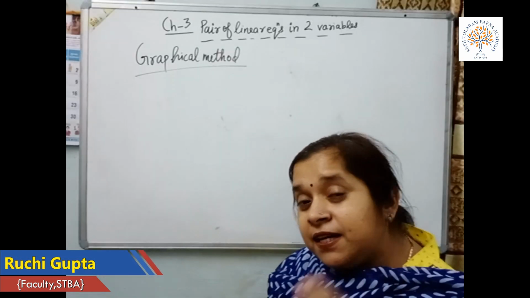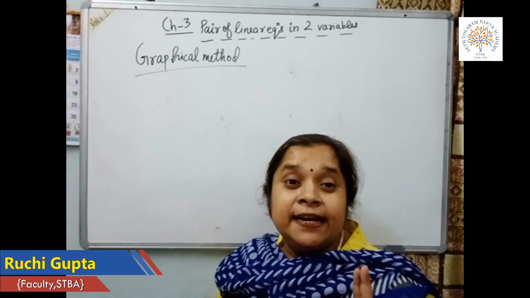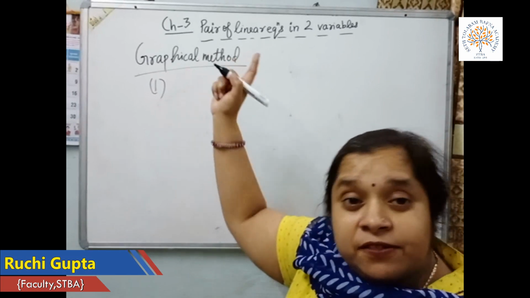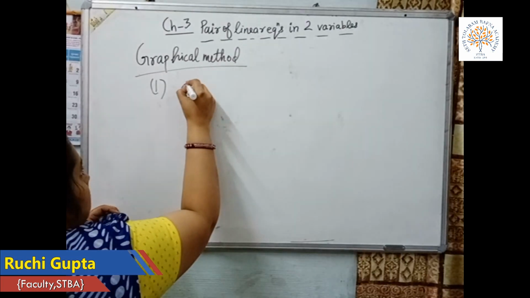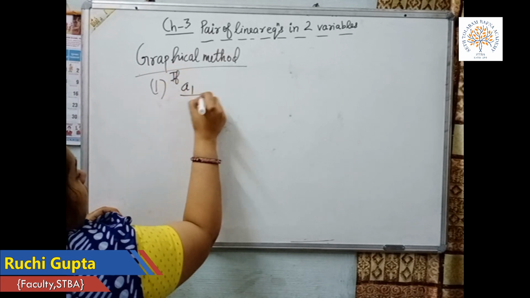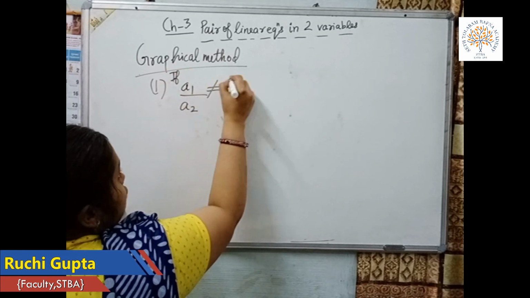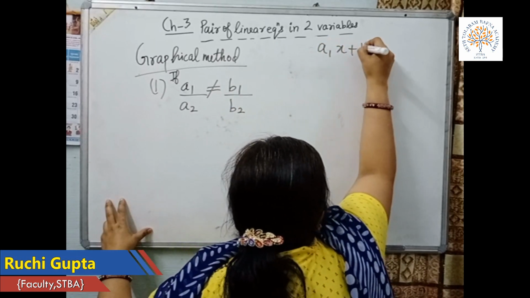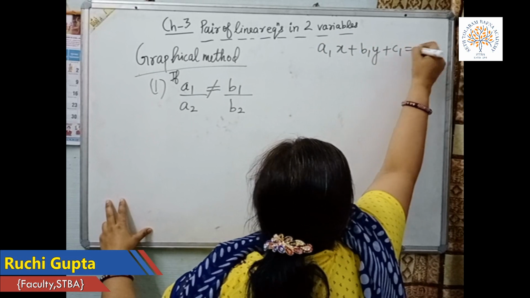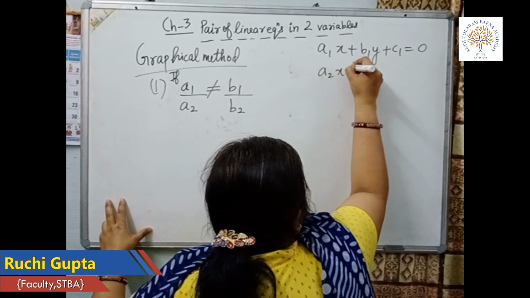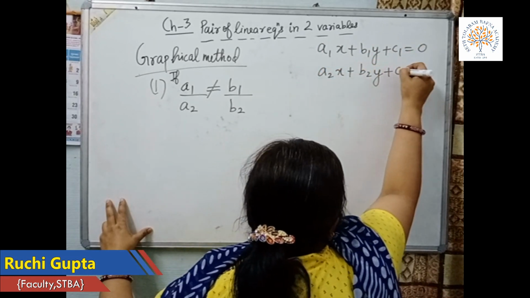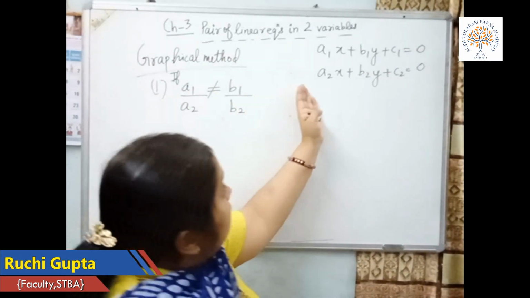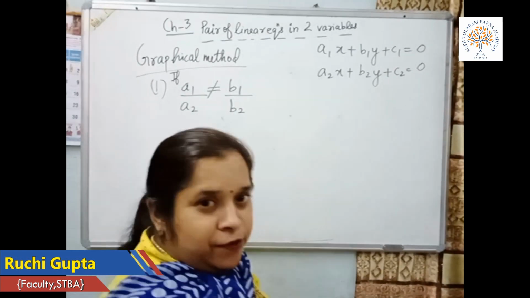In this graphical method also, students, there are three conditions. First is if a1 upon a2 is not equal to b1 upon b2. So students, by these three conditions, we will find what type of graph there is.